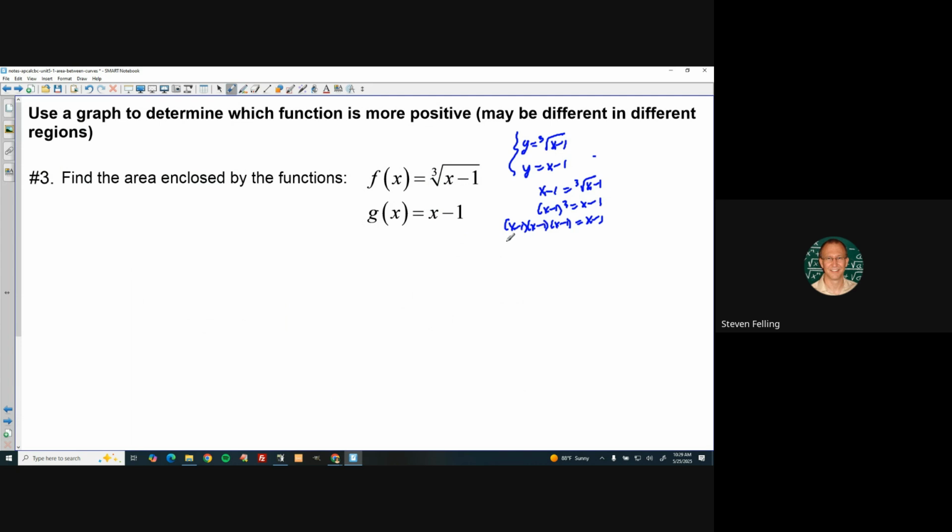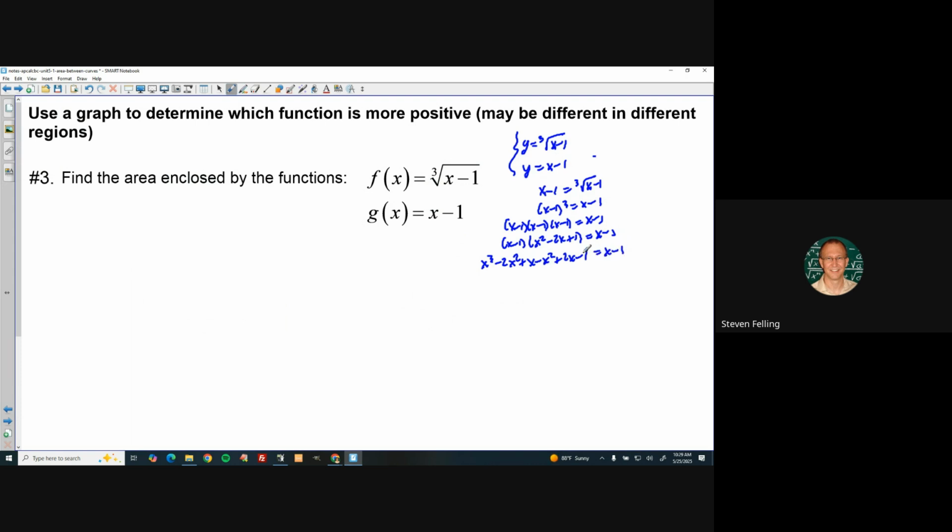Let's do FOIL here. That's going to be x squared minus 2x plus 1. And then when I multiply this in, everything in here times an extra x, so x cubed minus 2x squared plus x, and then everything times a negative 1, so negative x squared plus 2x minus 1.